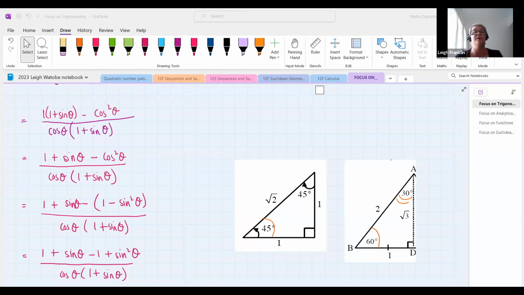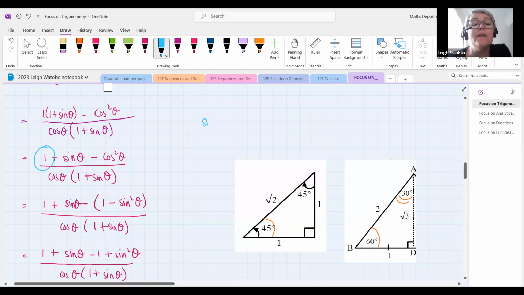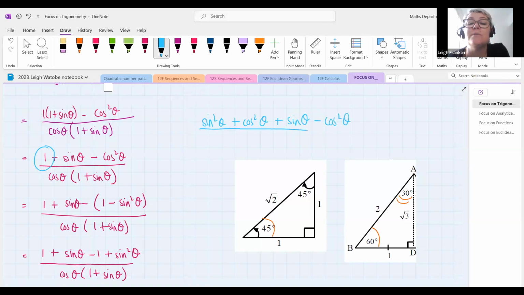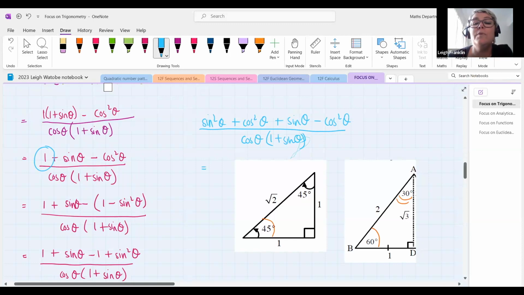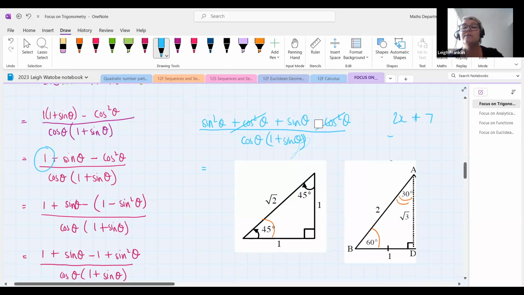So your only alternative here would have been to rewrite that one. In other words, you could have written that as sine squared theta plus cos squared theta plus sine theta and then minus cos squared theta. You could do that. And then at the bottom, you've got your cos theta, 1 plus sine theta. But even then, you're not going to be able to take out, and then those will add up to 0. That would have been your only alternative at this point. It's like if I've got 2x plus 7, can I take out 7? Well, I suppose you could in that situation, but you can't take out something that you don't have when you're factorizing.